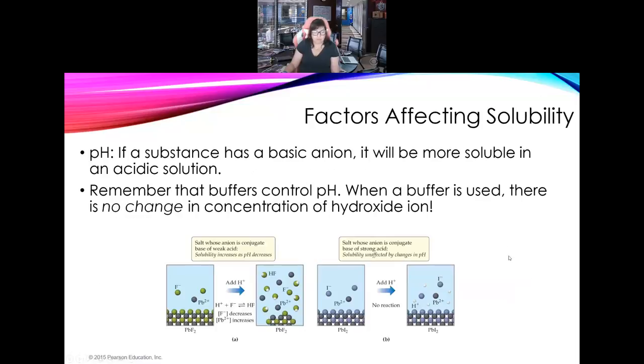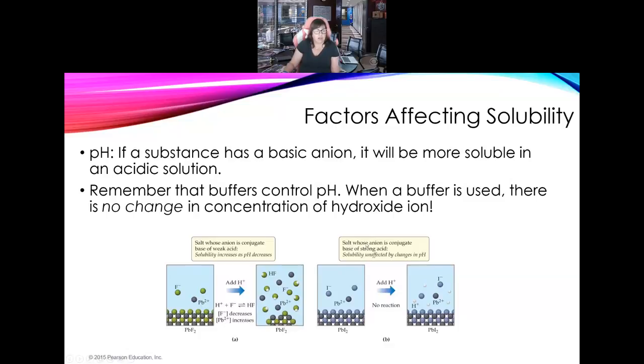Factors affecting solubility. So let's look at our salts. For a salt whose anion is the conjugate base of a weak acid, the solubility increases as pH decreases. The anion is the conjugate base of a weak acid. So F−, anion, conjugate base of HF. The solubility will increase as the pH decreases. So the solubility of PbF2 will go up if we take this H+ out. So this will become more soluble as this goes away. That also means that Pb2+ in solution will increase in its ability to be there.